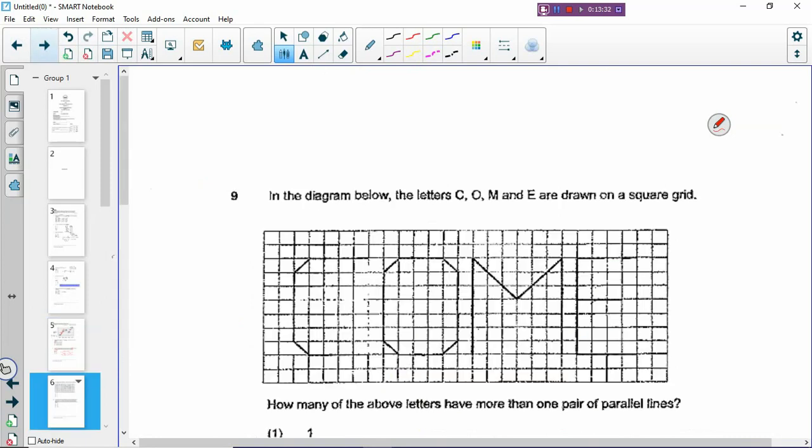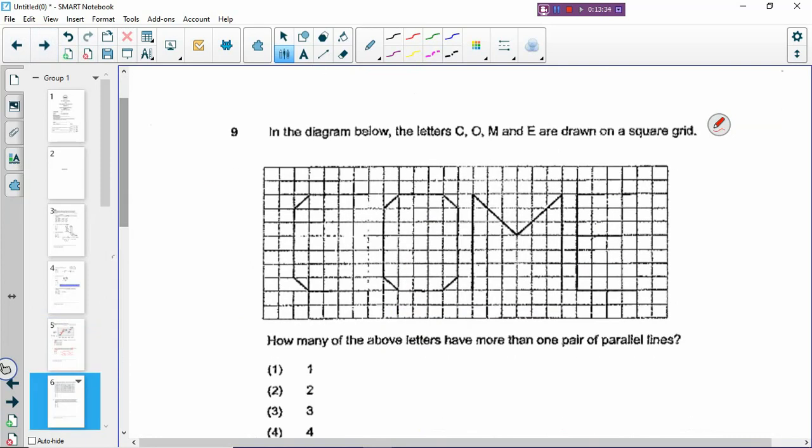Okay, question 9. Now in the diagram below, the letters are drawn on the square grid. How many letters have more than one pair of parallel lines? The letters are not very clear. I think the first letter should be a letter C. Something like that. So if it's a letter C, there's only one pair of parallel lines.